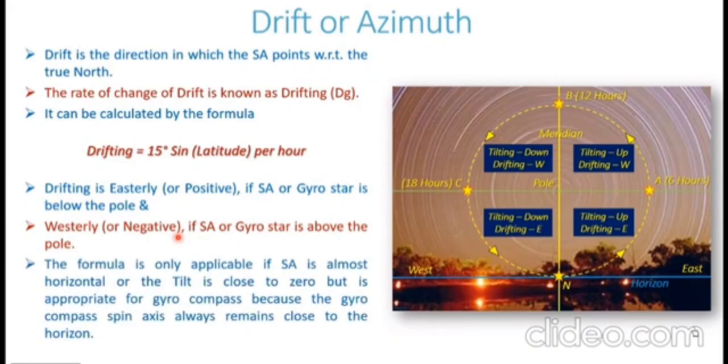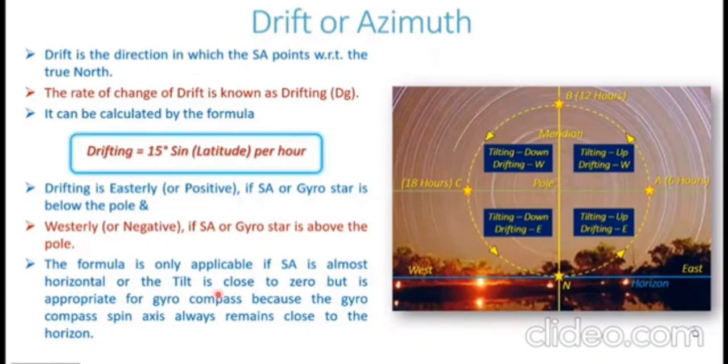Now, not required in the understanding of the gyro compass, but just for your information, this formula seems to be very, very simple. Drifting is given by 15 degrees sine of latitude per hour. Now, there is one restriction or limitation of this formula. This formula is only applicable if the spin axis is almost horizontal, or the tilt is close to zero, or the spin axis is pointing close to the horizon. But in our case, this limitation does not affect us.